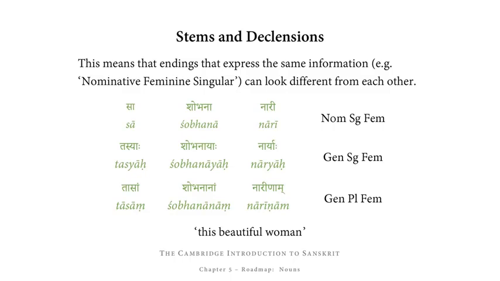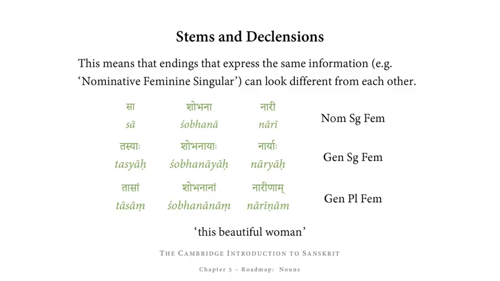This then has the effect that endings that express the same information, for example, nominative feminine singular, can actually look different from each other. So, for example, sā śobhanā nārī, which literally means this beautiful woman, has three forms that are all nominative singular feminine: sā, śobhanā, and nārī. But because these forms belong to different declensions, their nominative singular feminine endings can be different from each other. Sā, śobhanā look the same, ā and ā, but nārī ends in an ī, and this ī is the nominative singular feminine ending. Even though it is different from ā, it expresses the same information.